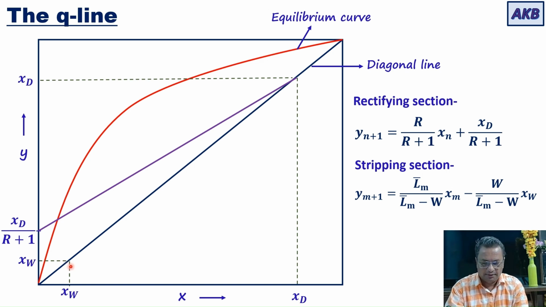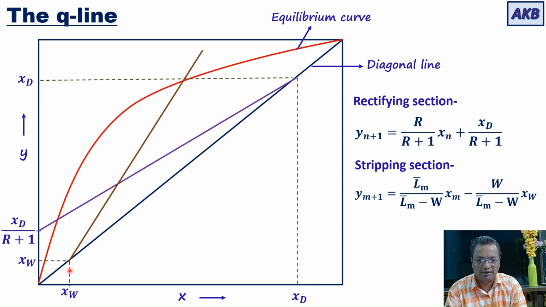Okay. For the time being, for the purpose of understanding, I will show a stripping section line. Okay, so you'll come to know that the two lines, the operating lines for the two sections, have intersected at this point. As their slope changes, this intersection point is going to move. So let me show you. But over here, the intersection point is over here.